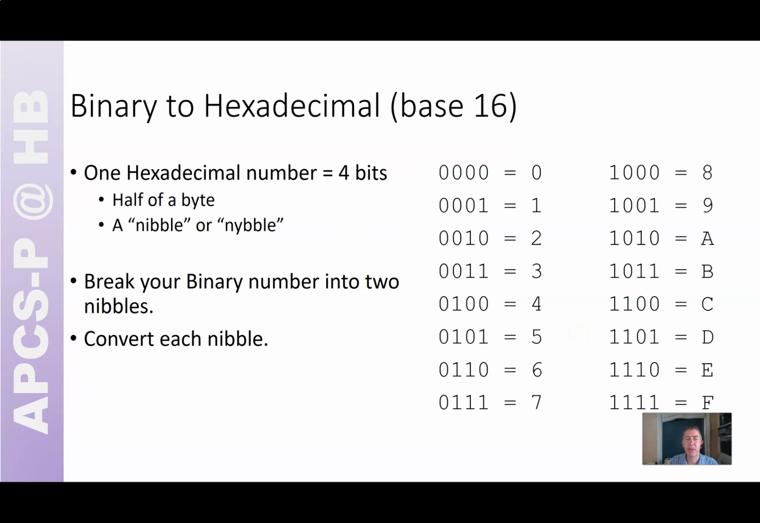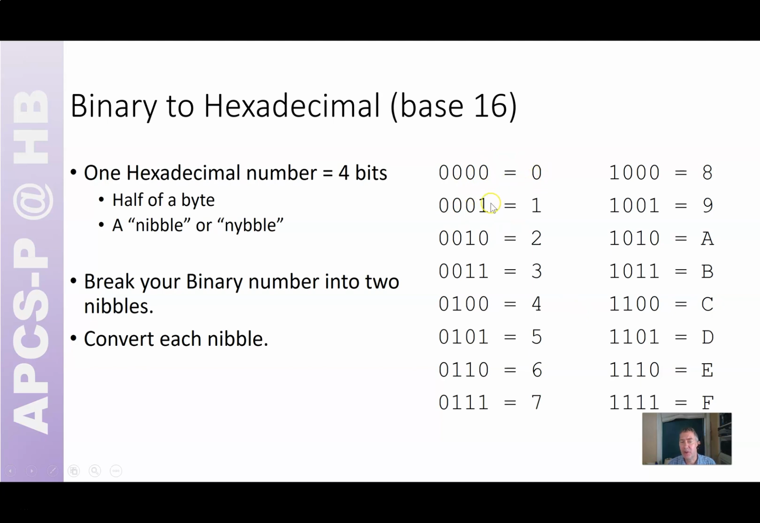Lots of practice available online. Hexadecimal, base 16, is also used to shorthand a bunch of pieces. A hexadecimal digit is 4 bits, half a byte, sometimes called a nibble. And if you have a binary number that's 1 byte long, you can break it into 2 nibbles and convert each nibble. So here we go.